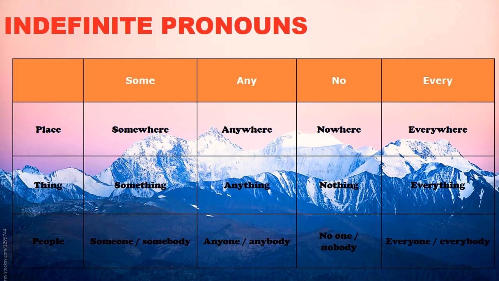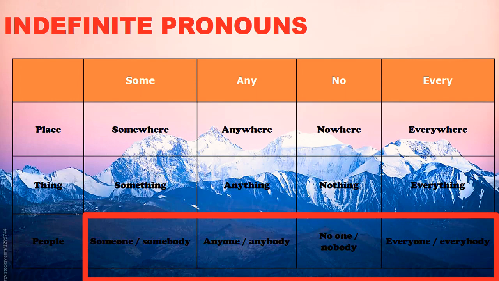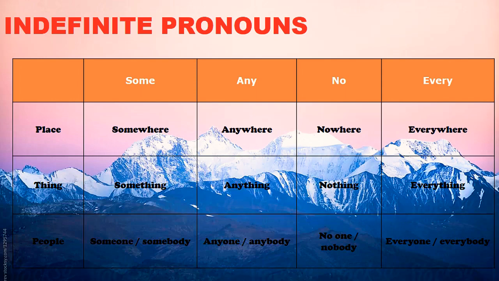But for a person or people, there are 8 common pronouns that we can use. You can use someone, for example, or somebody. You can use them interchangeably. Both one or body can be used. The difference is about the formality. So if you use someone, it is more formal than somebody.